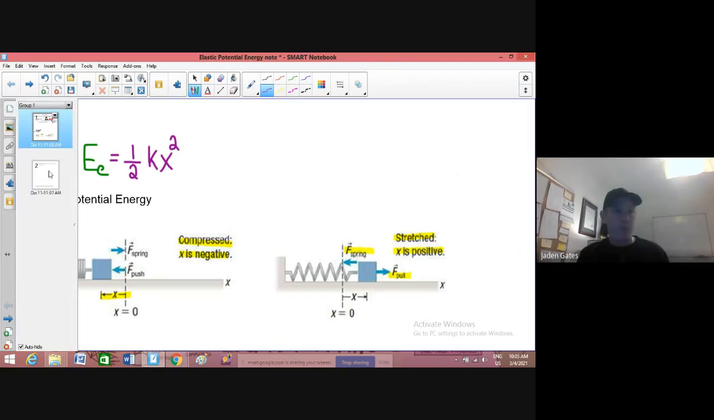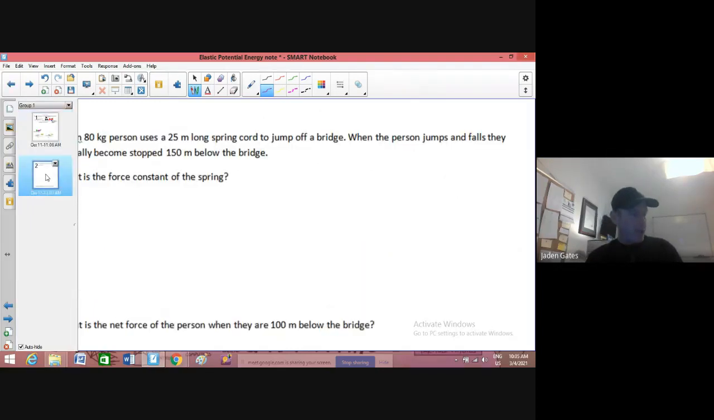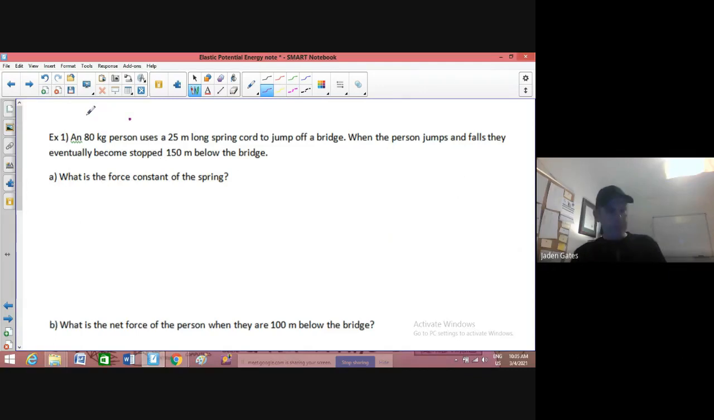All right, so let's try out some questions. Actually, I think I just have one big question with multiple parts. This is kind of like a bungee cord example. An 80 kilogram person uses a 25-meter long spring cord, a bungee cord, to jump off a bridge. When the person jumps and falls, they eventually become stopped 150 meters below the bridge. What is the force constant of the spring? So what we're looking for here is the force constant, our K value.